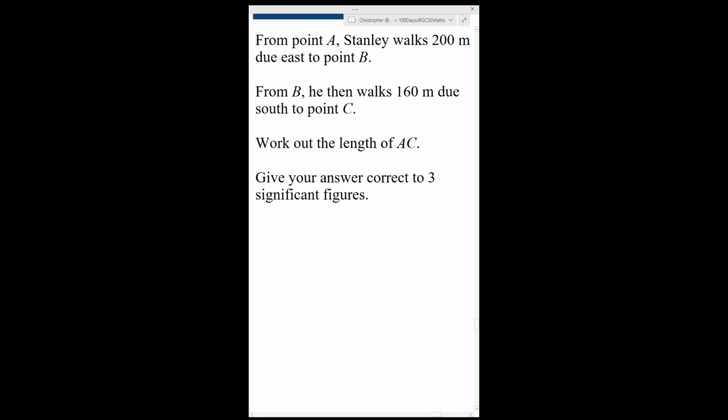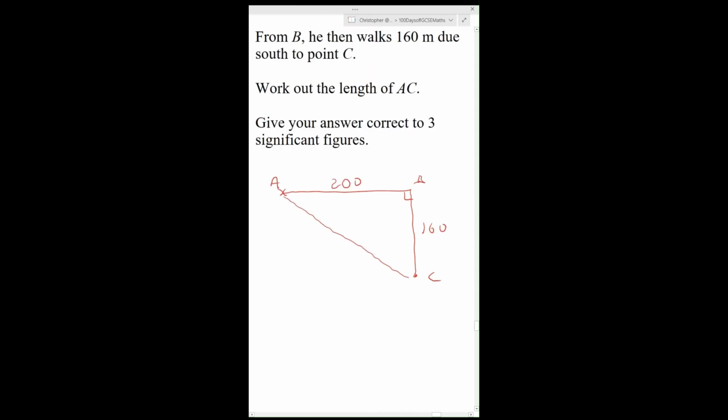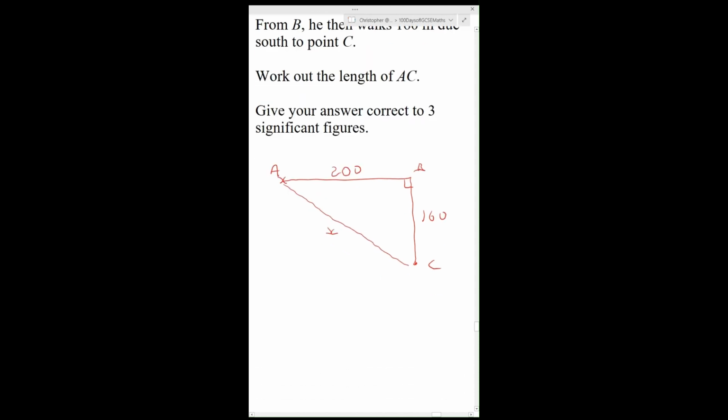Right, so Stanley goes from point A and he walks east 200 meters, which takes him to point B, and then he walks 160 meters south to point C. That's a right angle there. We need to find the length from A to C. I'm going to use Pythagoras here, call that x.